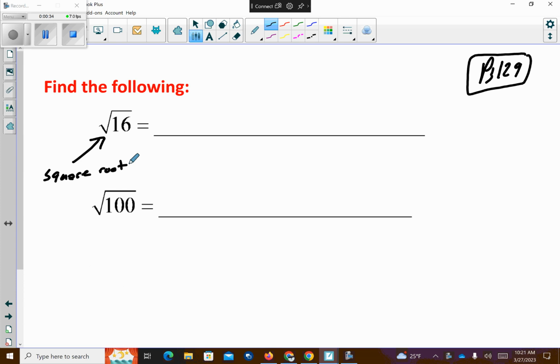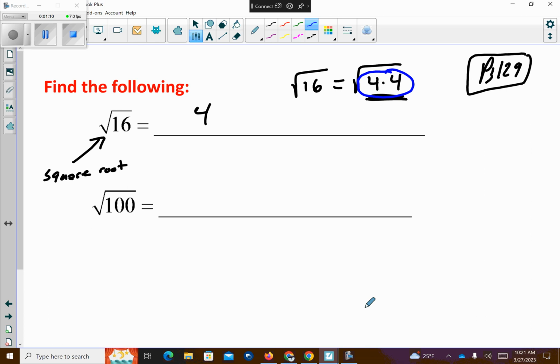Does anyone know what the square root of 16 would be? 4. Okay, so the square root of 16 is indeed 4. The reason this works is the math behind it: the square root of 16 is 4 times 4. When you're doing square roots, you're looking for the pair. And this happens to have a pair, so the square root of 16 comes out nice and easy, being just 4.